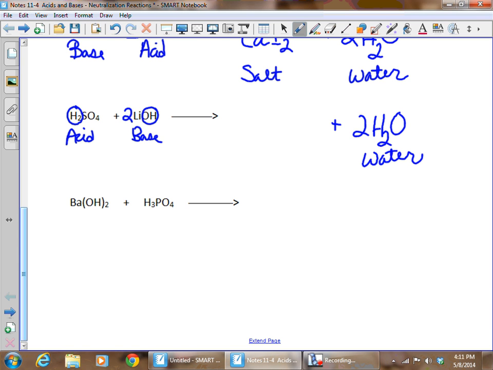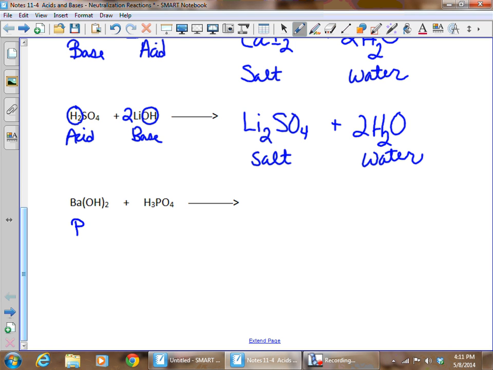And then look at the formula for the salt. Remember, the metal goes first. How many lithiums? 2. How many sulfates? 1. To give us our salt, lithium sulfate. Try the last one. If you can do this one, you can do any of them. So pause it for a minute and just see if you can get this one.